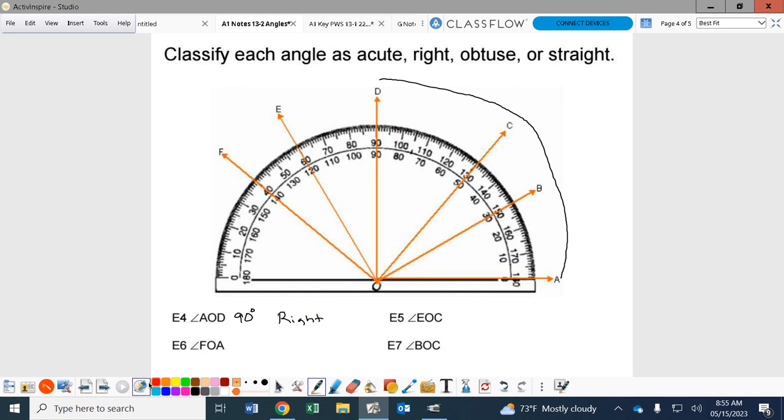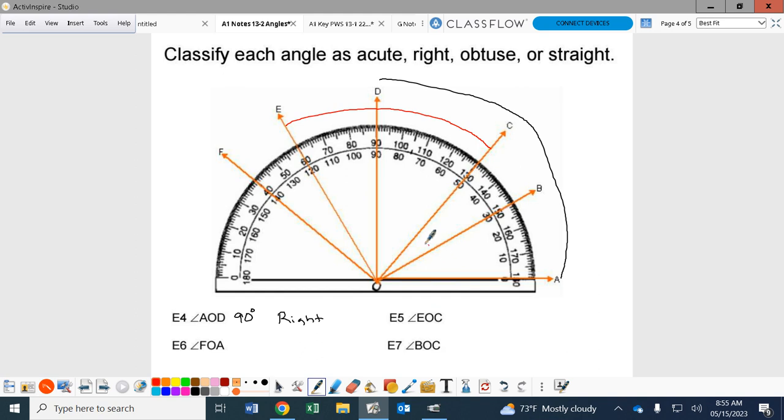The next one is going to be angle EOC. So this is not going to start at either end. This is why you're going to want to learn to count instead of just using the scale that's on there, because you can't use the scale for this one. It doesn't start at a 0 point. So it goes from E to O to C. So it's going right here, from here to here.